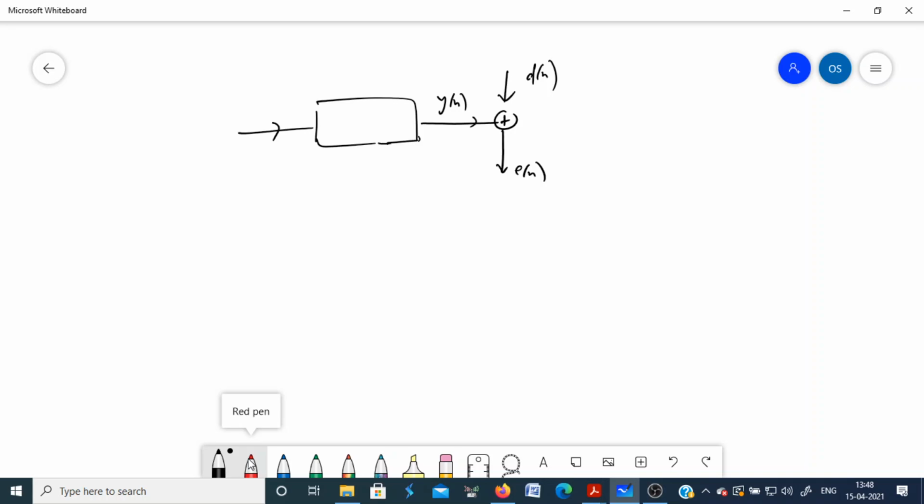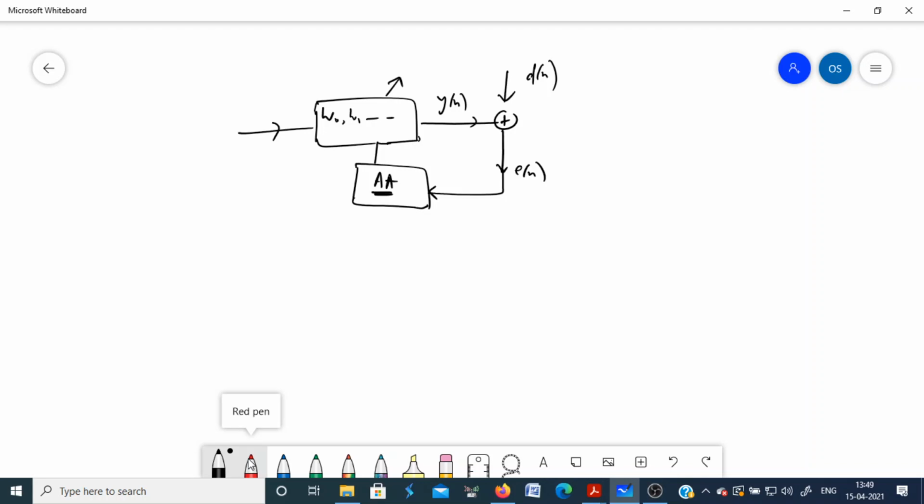This is what we have done in the Wiener filter. In the adaptive filter we do the same process, but we do not find the solution of this filter using Wiener equations. We use an adaptive algorithm here, and this error sequence is basically given as feedback to this adaptive algorithm. And now these filter coefficients W0, W1, they are not fixed, they are time varying.